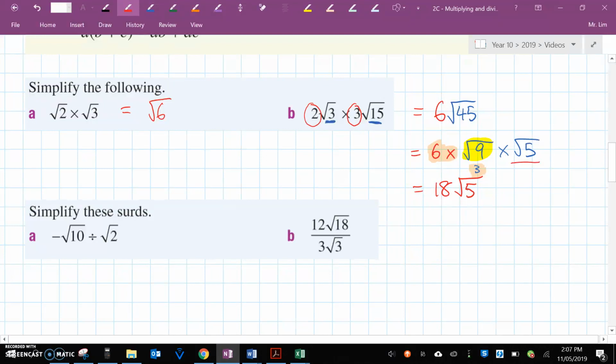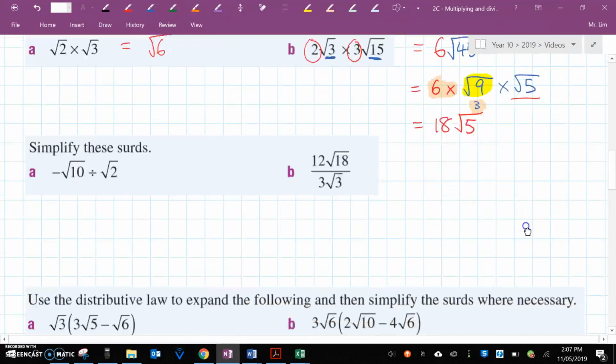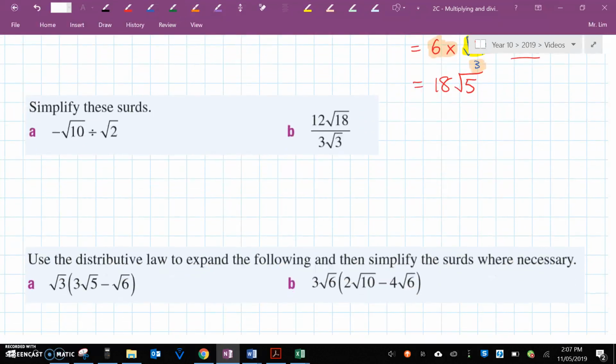Let's have a look at some division. We have minus root 10 divided by root 2. We can rewrite this as a fraction as minus root 10 over root 2. Because they are both under the square root sign, 10 divided by 2 is 5. So it is minus the square root of 5.